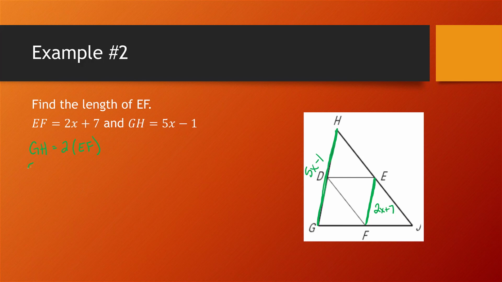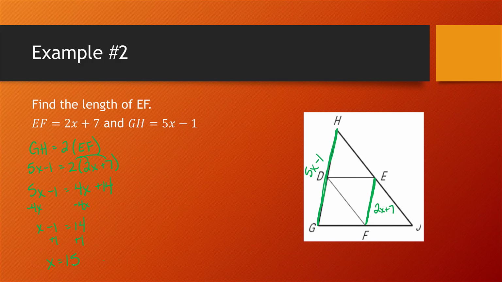GH, 5x minus 1, equals 2 times EF. Distribute your 2. I'm going to move my x over. And I'll move the 1 over. So x equals 15. The problem, however, does not ask for x.